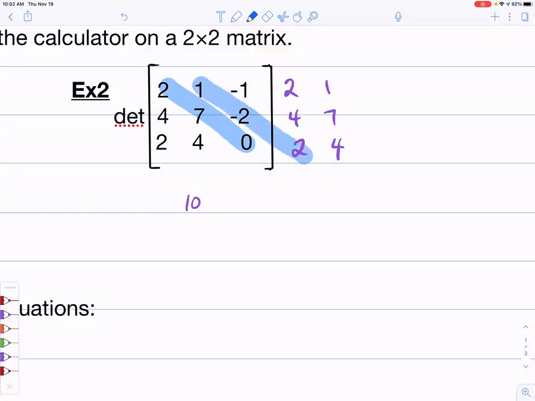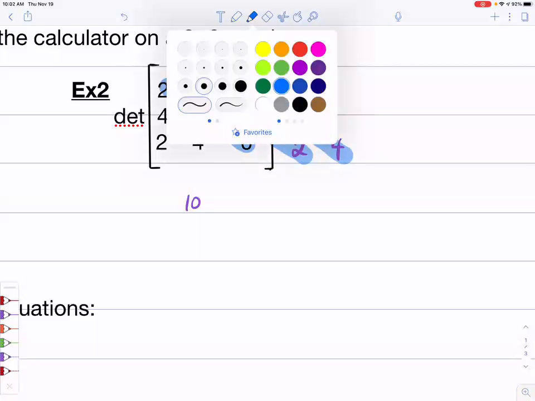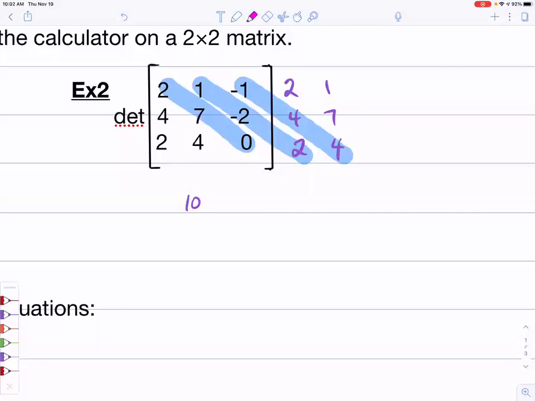You would take this diagonal, multiply those numbers together. You would take this diagonal, multiply those numbers together. And then you would add those three products up. Then you're going to take this diagonal and multiply those together. Take this diagonal, multiply. Take this diagonal, multiply. Add those three products together. And now you've got two numbers that you have come down to, and you're going to subtract those two.